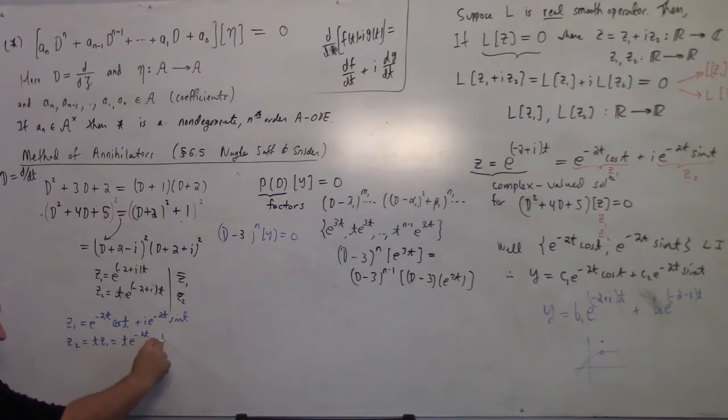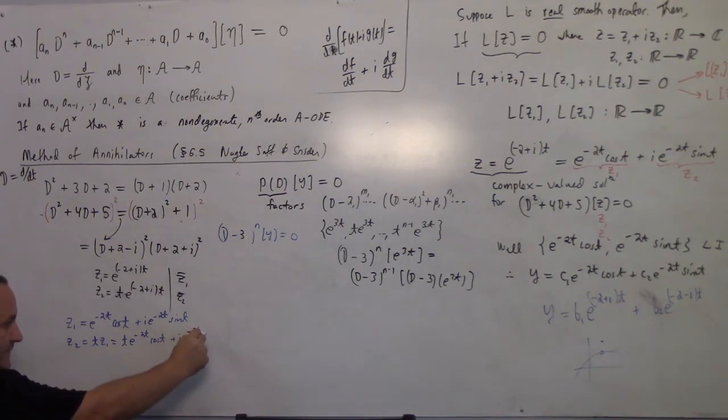Remember what we're aiming for here. We're aiming for how many real solutions? Well, what's the order of our original equation? 4, right? So we're done.